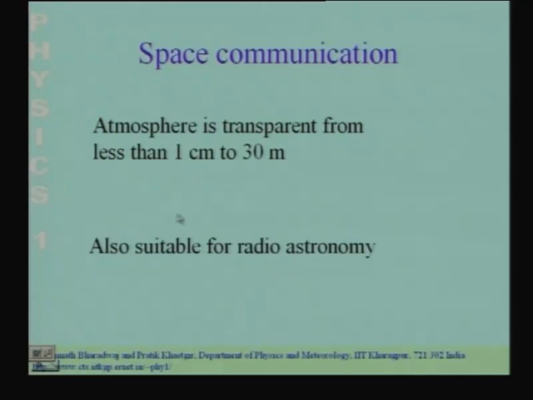Now, this range where the atmosphere is transparent to microwave and radio waves is also useful for radio astronomy. You cannot see objects beyond the atmosphere at wavelengths much larger than this, and it is difficult to see it at wavelengths much smaller than this also. So, this is very suitable for radio astronomy.